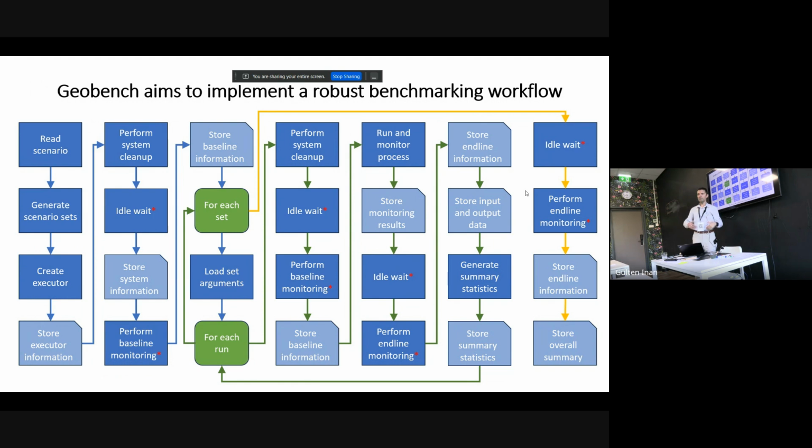We calculate the average statistics for each run. We store them. And at the end of all the sets, we also do a final end-line monitoring of the complete system to see if everything is stable or not. Okay, this is how it works. It's a little bit complicated, but actually the idea is basic. So make sure that everything is clean, store the previous situation, record, store what is taking place afterwards.